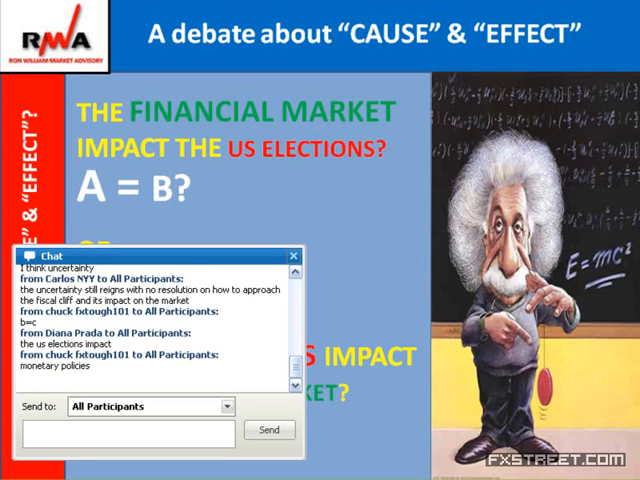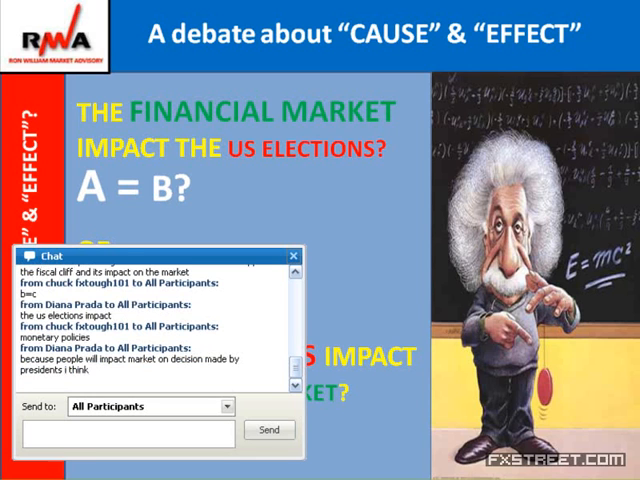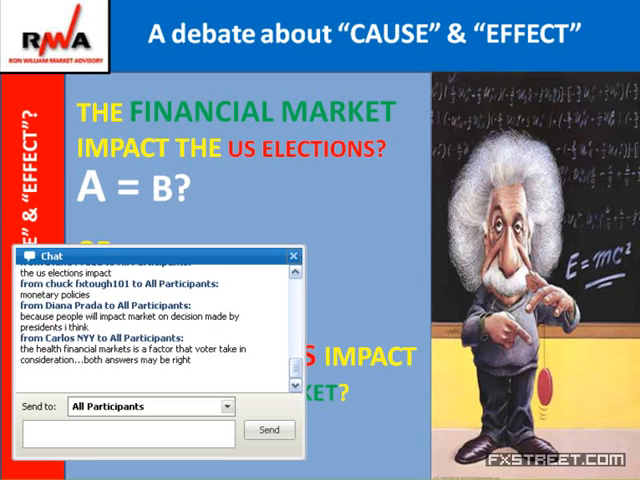So Chuck's making a very good point, monetary policies. And of course monetary policies do influence economic decisions and the economy at large and the financial market. Diana's saying because people will impact markets on decisions made by the presidents, I think. And that's a good point. So Chuck is focusing on monetary policies and of course how that affects the economy at large. Diana's actually making an interesting twist there and focusing more on crowd psychology, so the people who actually trade and invest in the markets, they impact the markets on decisions made by the presidents, potentially. And Carlos is saying the health of financial markets is a factor that voters take into consideration.